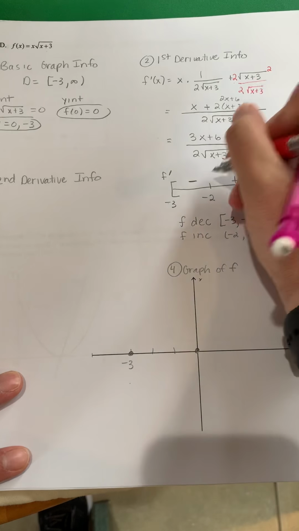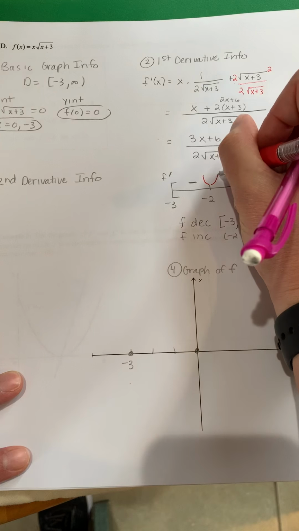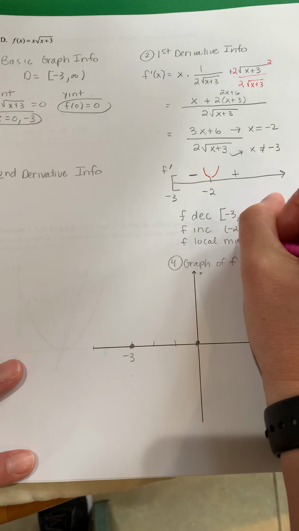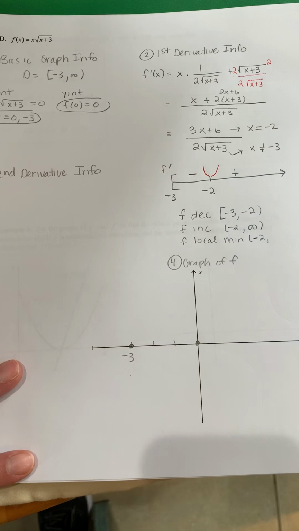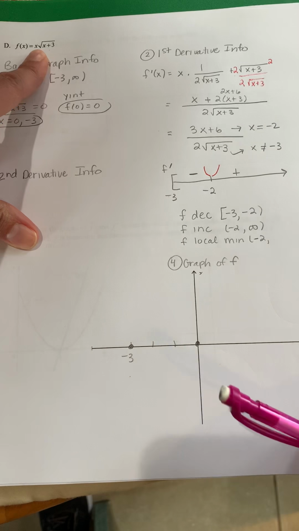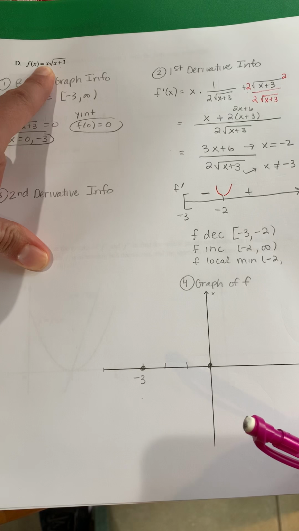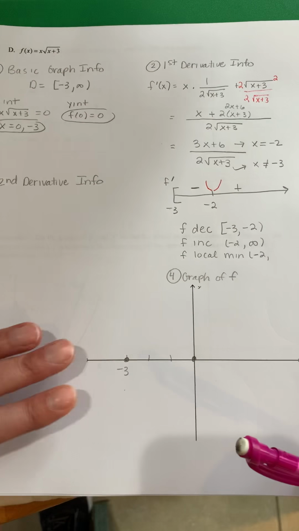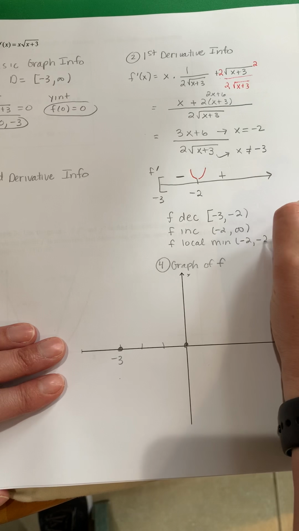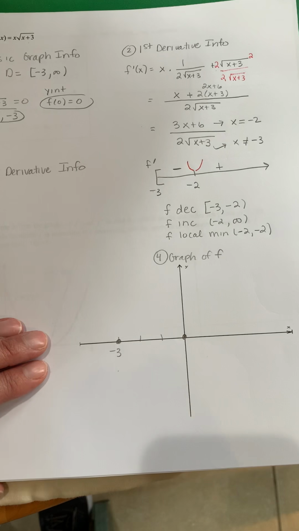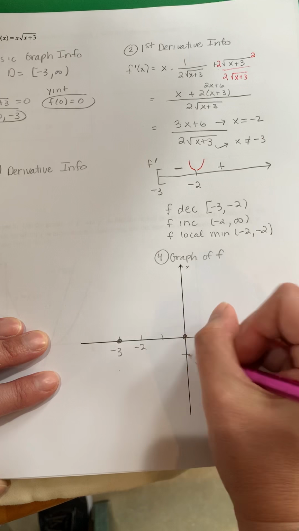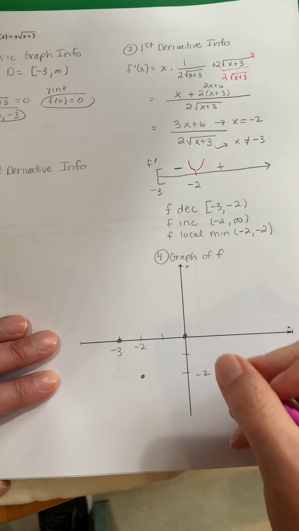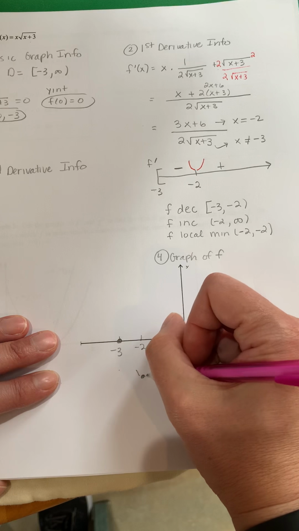And then this also tells us if we're going down on one side and then up on the other side, that f has a local min at x equals -2. To find the y-coordinate, we go back to the original function, and when we plug -2 in here, we'll get the square root of 1. So our answer ends up being -2 for the y value as well. Okay, so we might want to go ahead and take that into consideration. So -2 is our low spot, and we know we're decreasing on one side and we're increasing on the other.